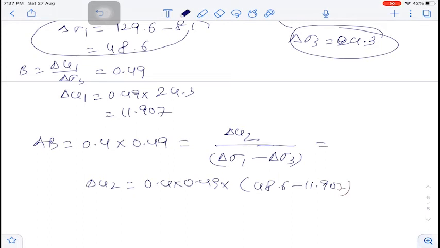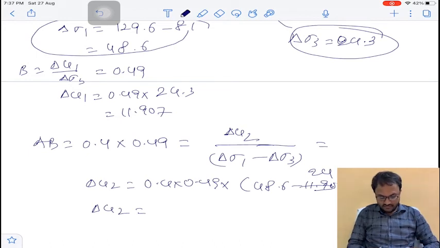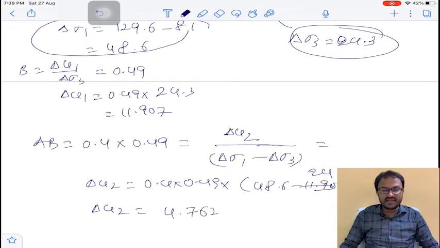Delta sigma 3 is equal to 24.3. So you will get delta U2 as 0.4 into 0.49 into 48.6 minus 24.3. So you will get it is 4.7628. Clear? So he has asked the total change in pore water pressure.